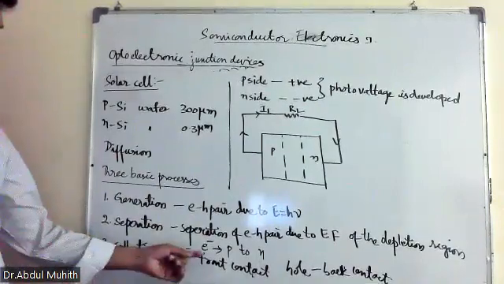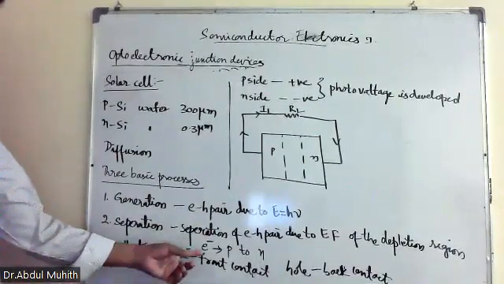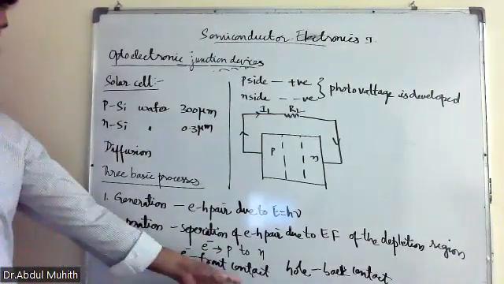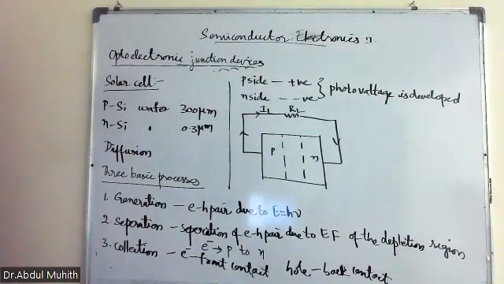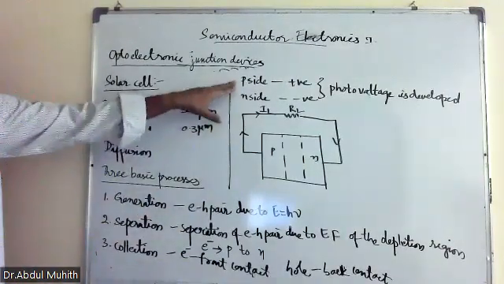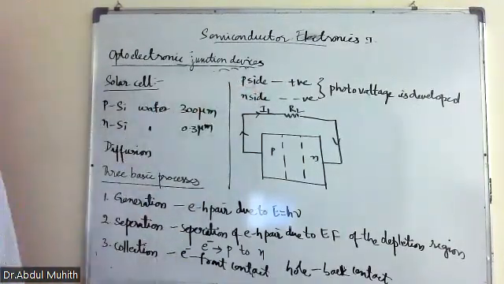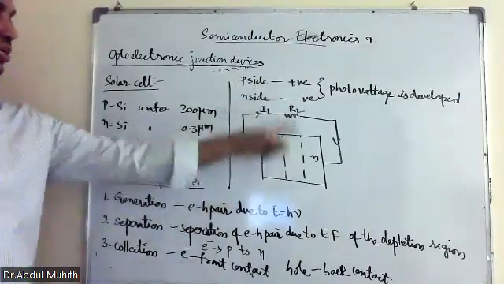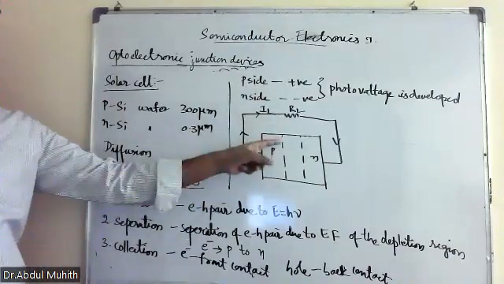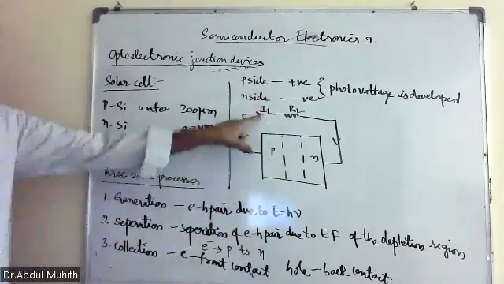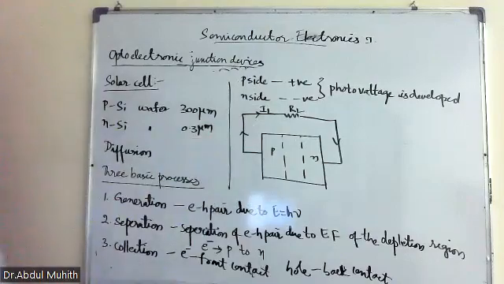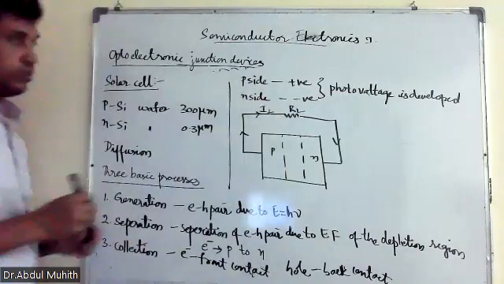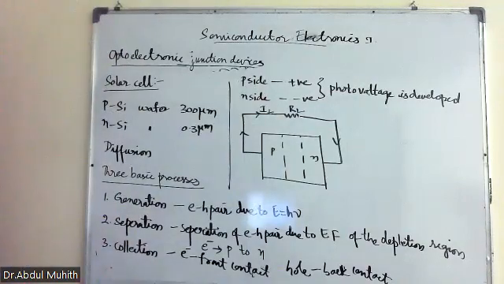Collection is what? One more thing, electrons will move from P to N. Here, electrons are collected at the front contact and holes are collected at the back contact. When P becomes positive and N becomes negative, a photo voltage is developed and current starts flowing. It acts like a small cell and current flows. That is said to be IL, not I1. This current is known as load current, and RL is the load resistor. Clear?